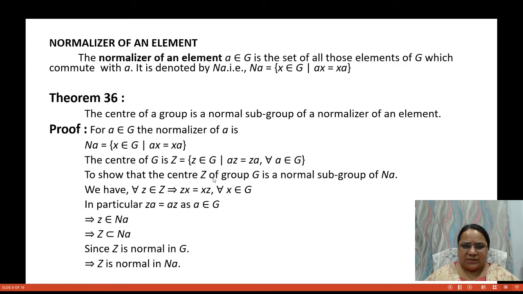To show that the center Z of a group G is a normal subgroup of N(a), we have for all z belongs to Z, zx must be equal to xz for all x belongs to G. In particular, in place of x we can take a, so za is equal to az as a belongs to G, which implies z belongs to N(a), or Z is a subset of N(a). Since Z is normal in G, Z is normal in N(a).